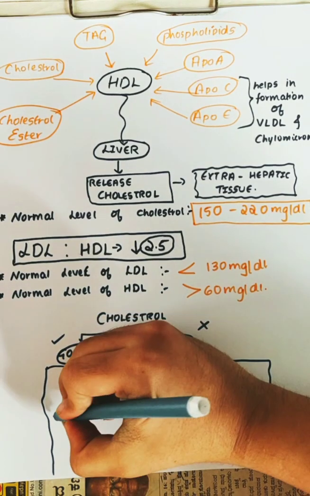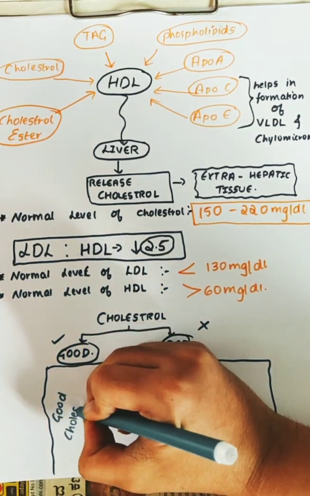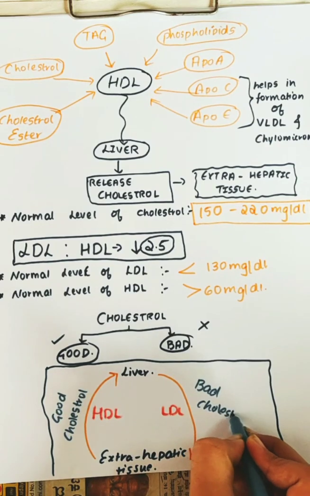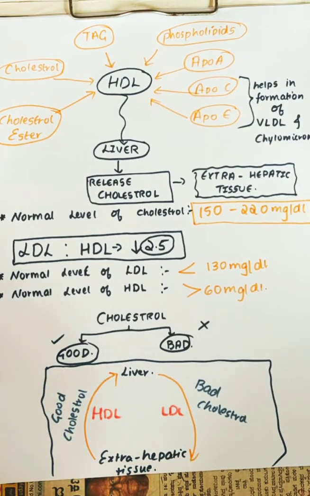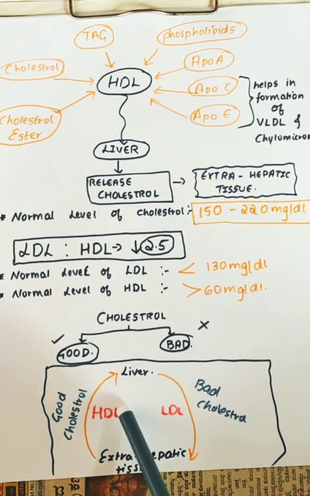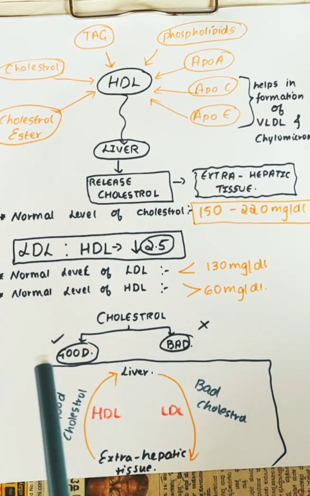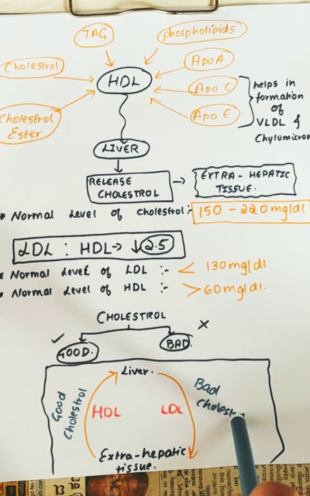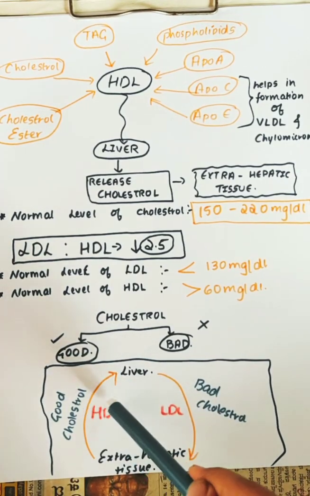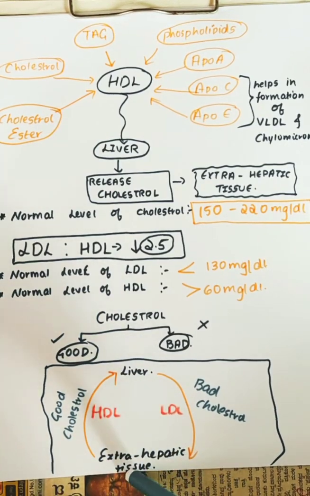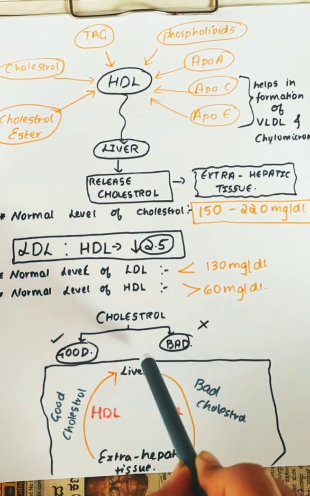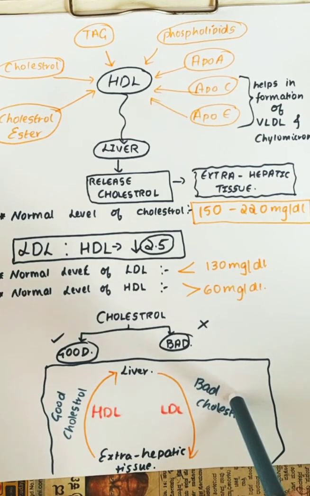Wait, let me complete the chart, then explain. Okay, so HDL, which is carried from extrahepatic tissues to the liver, is called good cholesterol. LDL, which is carried from the liver to extrahepatic tissues, is called bad cholesterol. I'll repeat it once again. HDL, which goes from extrahepatic tissues to the liver, is called good cholesterol, whereas LDL, which goes from the liver to extrahepatic tissues, is called bad cholesterol.